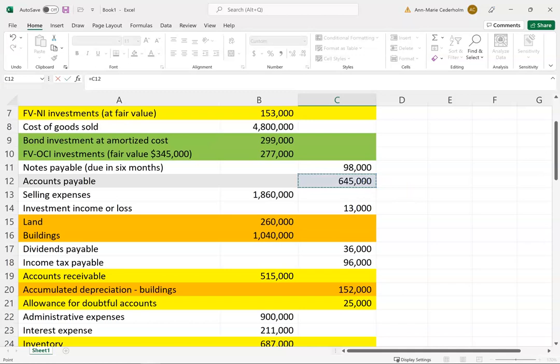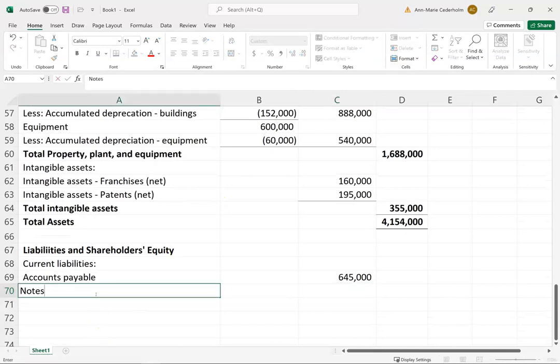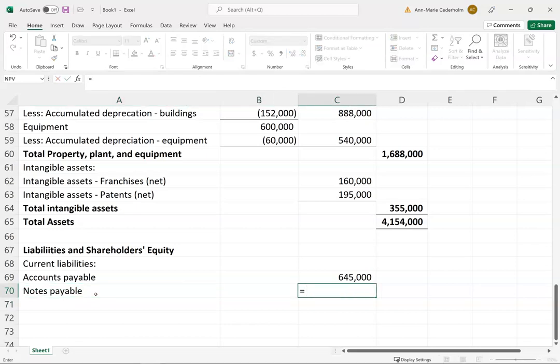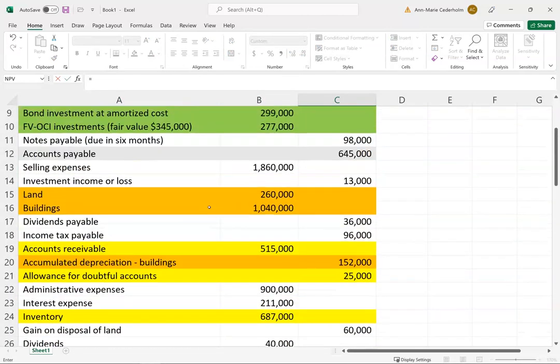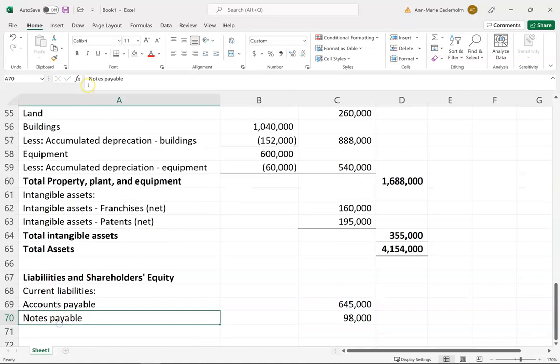And now I see my notes payable due in 6 months. So if it's due within the next year, I have to put it as a current note payable. But I do have some notes payable that are due longer than a year, and those ones you'd have to classify as long-term. So after I grab the accounts payable, I'll go ahead and grab that notes payable. And that was due in 6 months of $98,000. Maybe I'll just put that here, due in 6 months.